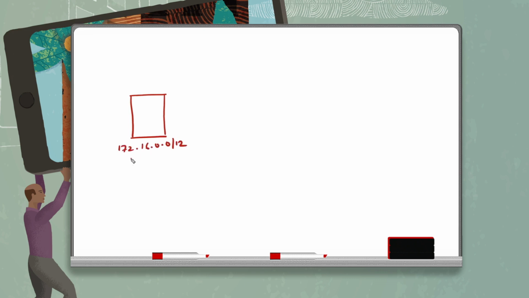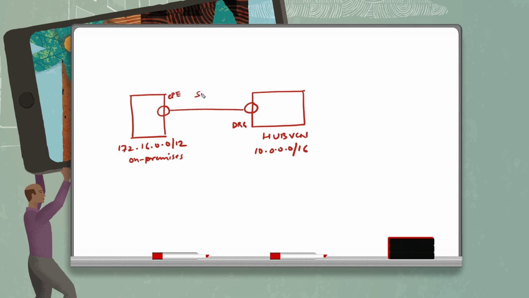So this is going to be your on-prem. This is your on-premises environment. And this is going to be the hub VCN, and the hub VCN is going to have 10.0.0.0/16. So there is a dynamic routing gateway, and here there is a customer premises equipment. And we have established either a site-to-site VPN or FastConnect connection.